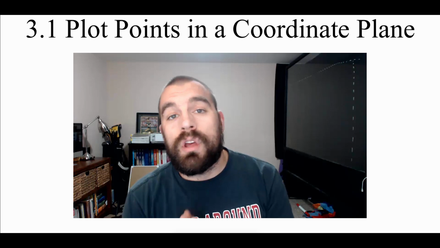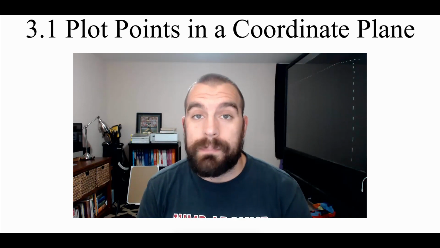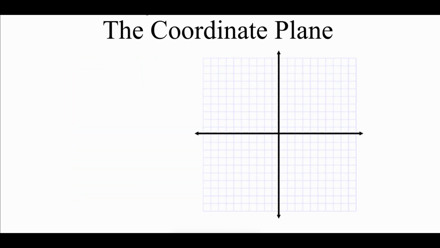In this video, we're going to look at plotting points in a coordinate plane. Before we get too far into things, we should talk about what the coordinate plane is. The coordinate plane is made up of two axes, one horizontal axis and one vertical axis. Those axes extend in both directions forever and ever. The horizontal axis is your x-axis, and the vertical axis is your y-axis.